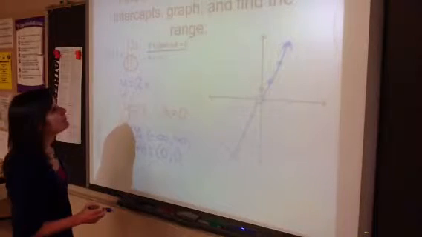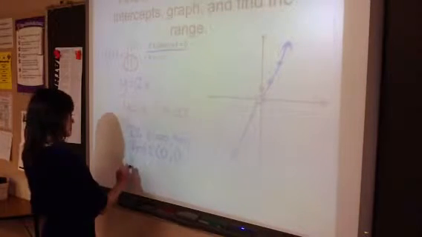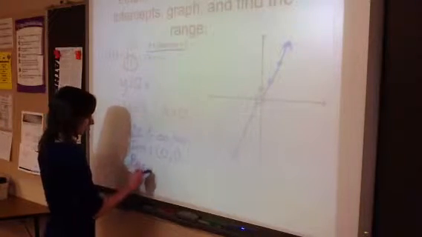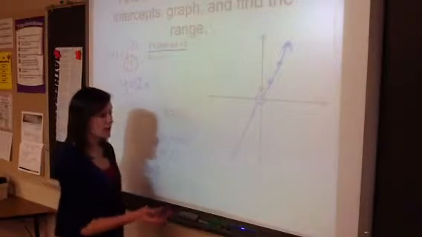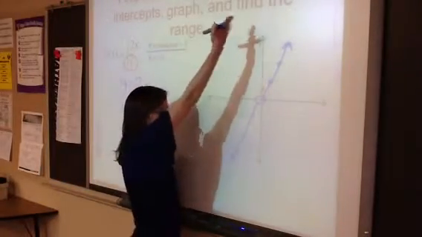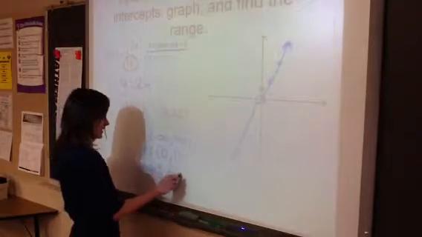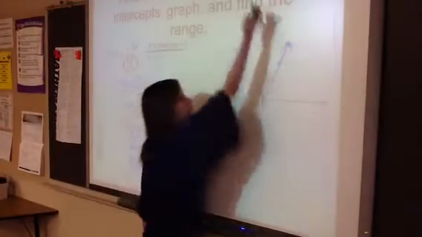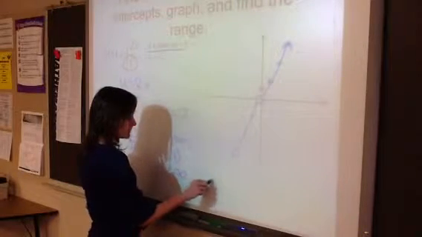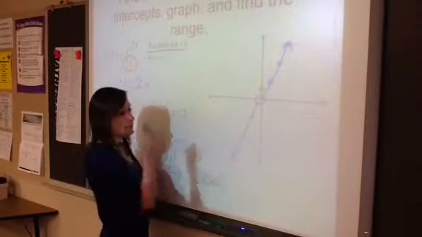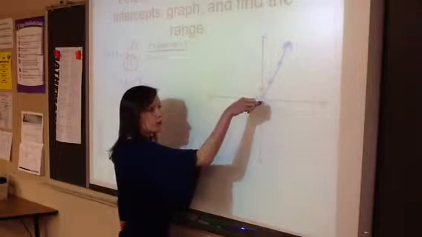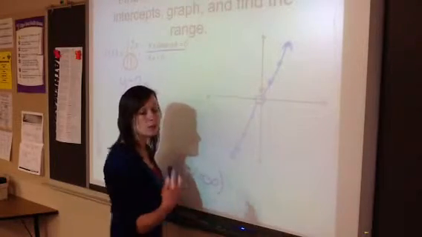For our graph, we did, and find the range. So our range are our y values, so from top to bottom. Well, if you notice, our arrow's pointing down, so that would give us negative infinity. And our arrow's pointing up, so that would give us positive infinity. However, we have this lovely hole here at y equals 0.